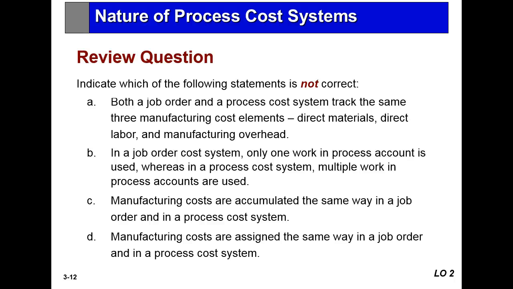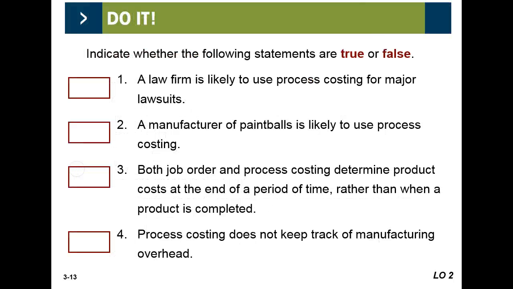In a job order cost system, only one work in process account is used, whereas in a process cost system, multiple work in process accounts are used. Sounds right. Manufacturing costs are accumulated the same way in a job order and in a process costing system. And manufacturing costs are assigned the same way in a job order and in a process cost system. It's not going to be that way in process costing. They're going to be assigned a different way.